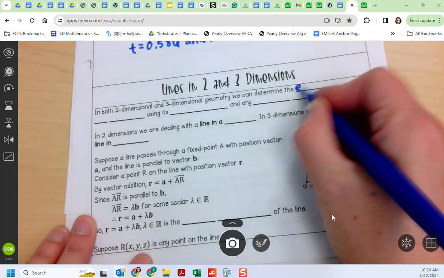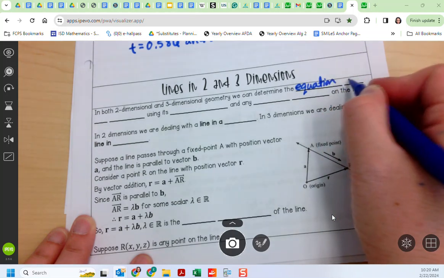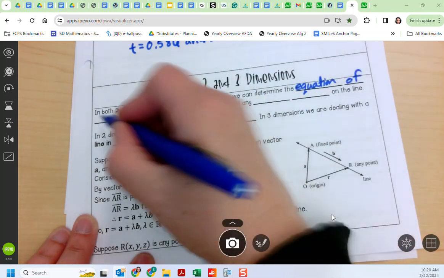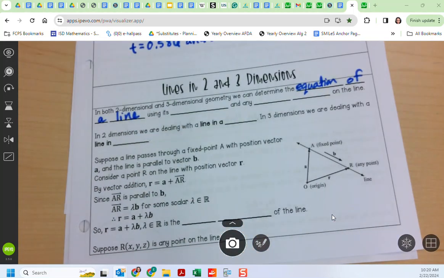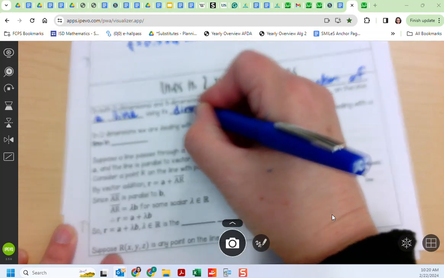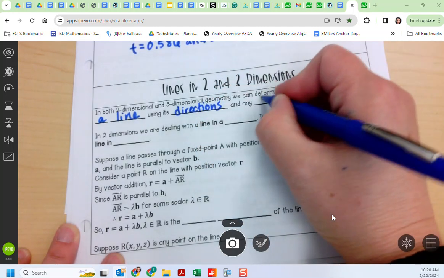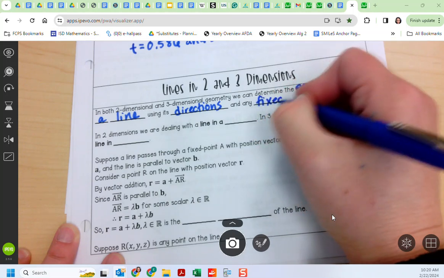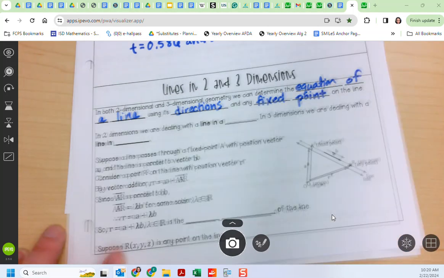All right, in both 2-dimensional and 3-dimensional geometry, we can determine the equation of a line using its directions and any fixed point. Directions and any fixed point. Okay? So, I mean, think about that.